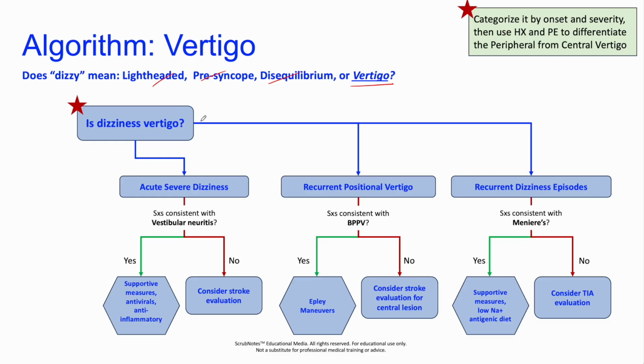We know that her dizziness is vertigo because the room is spinning. We know it's triggered with positional changes. So that puts us down the recurrent positional vertigo path and not the acute severe dizziness or recurrent dizziness episodes. Then we'd want to understand if her symptoms are consistent with BPPV. So we know that her symptoms last less than a minute. She has no hearing changes, tinnitus, or ear fullness. So most likely, yes, it is consistent with BPPV.